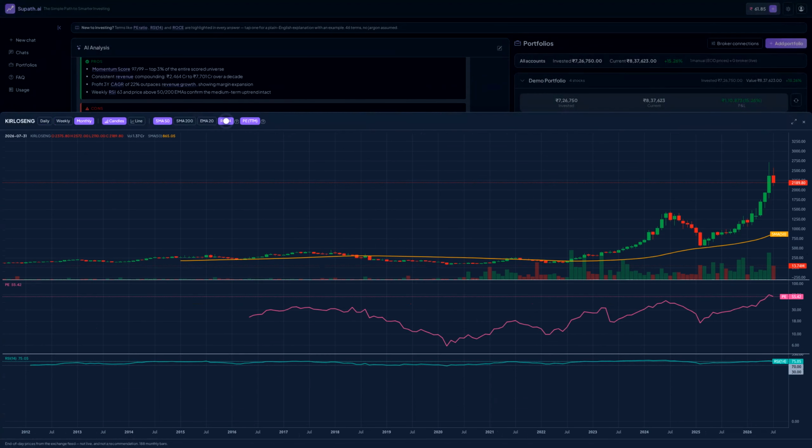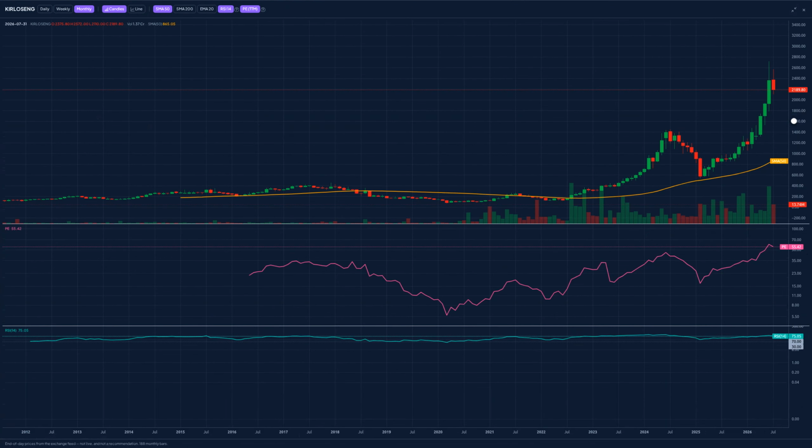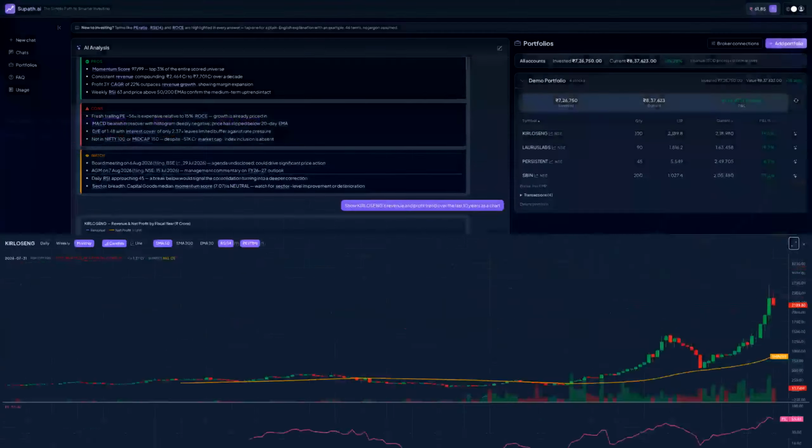Adding RSI below the price shows whether the stock's overbought or oversold right now. A quick read on underlying momentum. Full screen gives the chart room to breathe. Useful when you're comparing moving averages across a longer stretch of time.